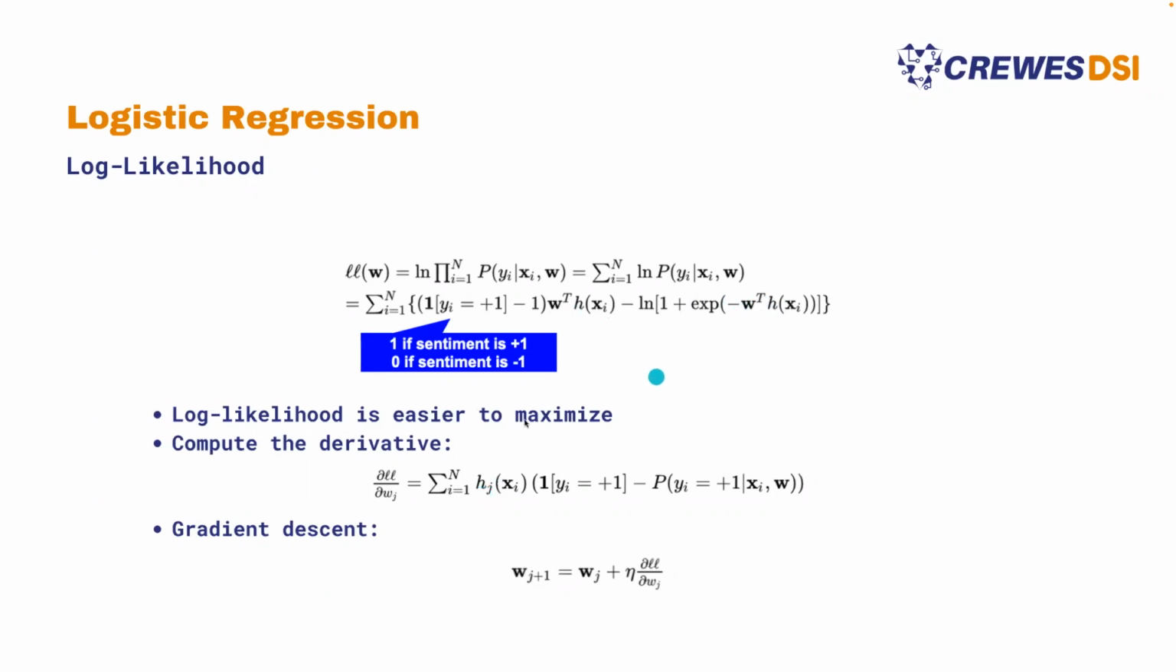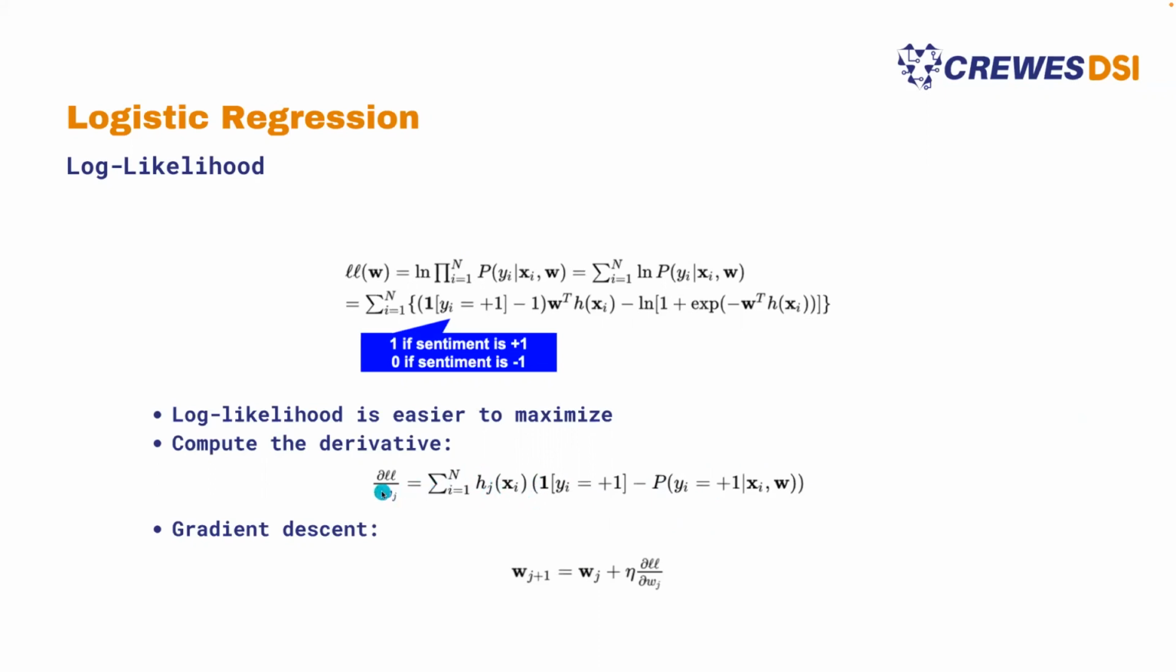I'm not going to demonstrate it here, but it becomes a very simple solution, where it's the sum of our features multiplied by the errors, where the error is the indicator, one or zero, minus the probability of being one. So if the prediction is perfect, this value is going to be zero, the error is zero. So that's the maximum.